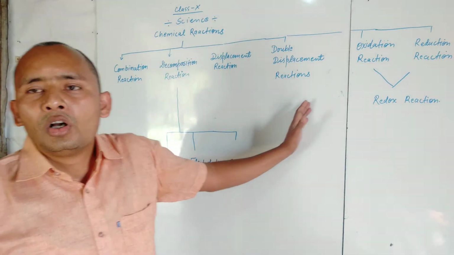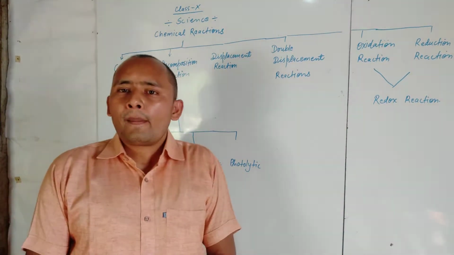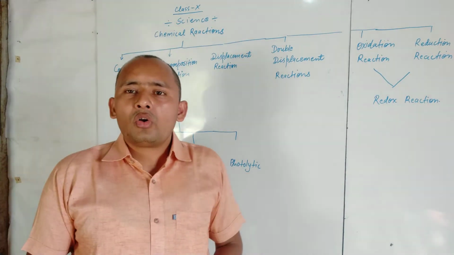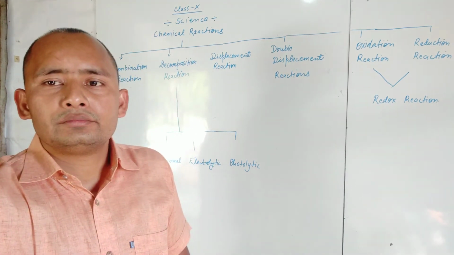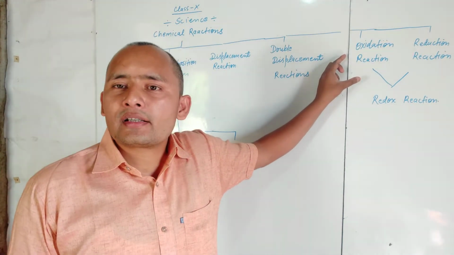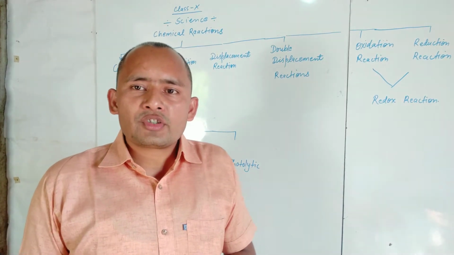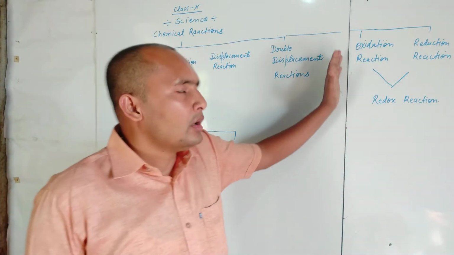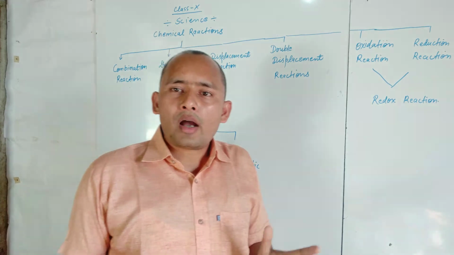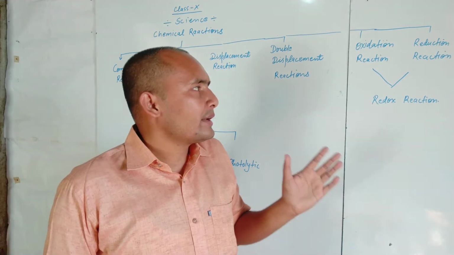The next 2 reactions which are given in your syllabus are oxidation and reduction reactions, which means ऑक्सीकरण और अपचयन अभिक्रियाएं. Then the question arises, what are oxidation and reduction? When the number of oxygen atoms increases, then you can say that it is oxidation. And when the number of hydrogen atoms increases, then you can say that it is a reduction reaction.